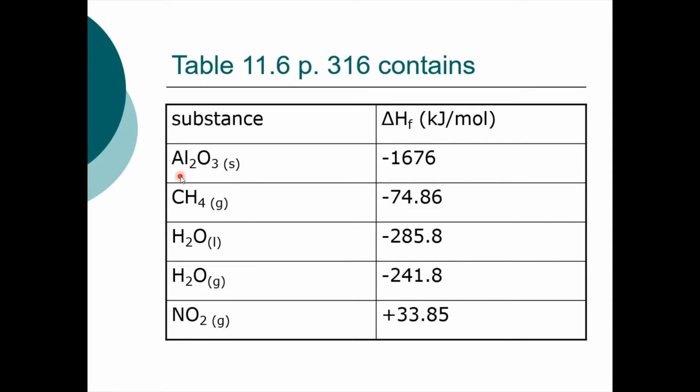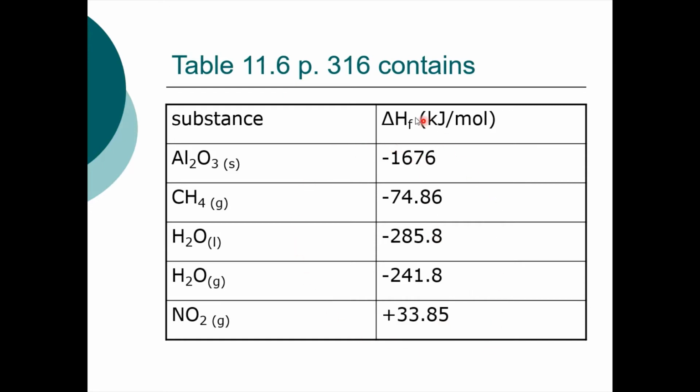Same thing with this one. For every mole of aluminum oxide that's formed from aluminum and oxygen, we get 1,676 kilojoules out of the chemicals. Most of the time they're negative. Sometimes they are positive. NO2 down here, you can see, is positive 33.85. In other words, in order to make NO2 from nitrogen and oxygen, the chemicals have to suck in kilojoules per mole.